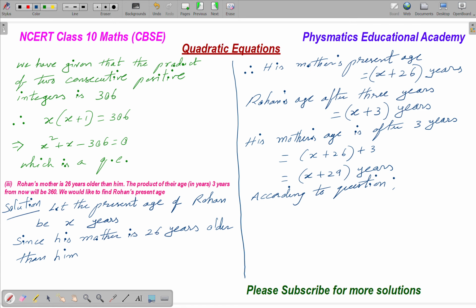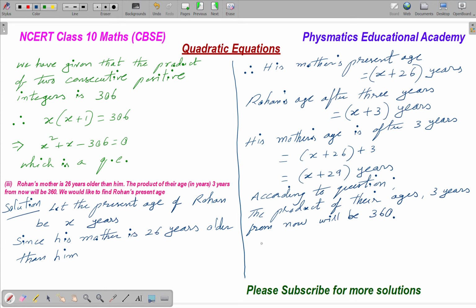According to the question, we can write the product of their ages 3 years from now will be 360. This is what is given in the question.